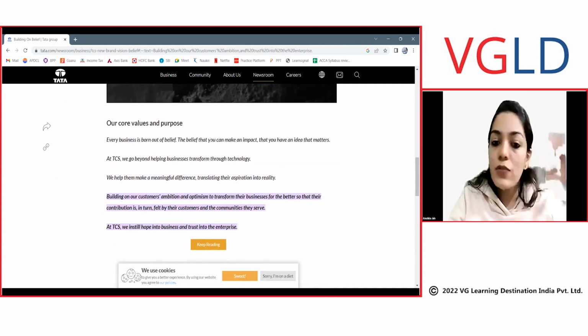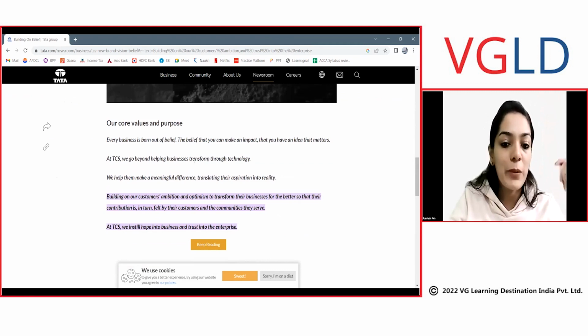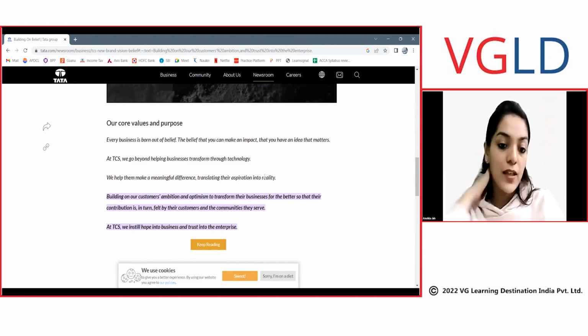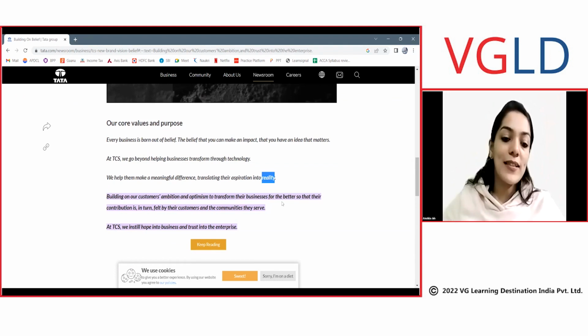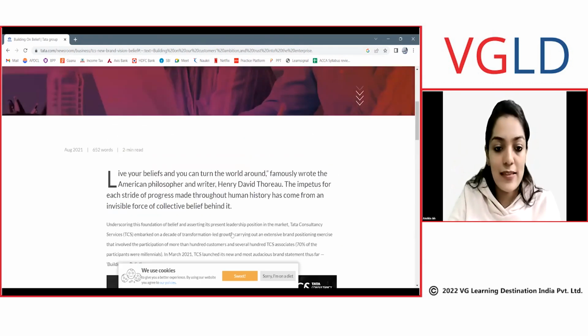Every business is born out of the belief that you can make an impact, that you have an idea that matters. At TCS, we go beyond helping business transform through technology. This is their mission. We help them make a meaningful difference, translating their aspiration into reality, building on a customer's ambition and optimism to transform their business for the better, so that their contribution is in turn felt by their customers and the communities they serve. So basically, they're helping the customers to achieve their ambition. At TCS, we instill hope into the business and trust into the enterprise. This was for TCS.